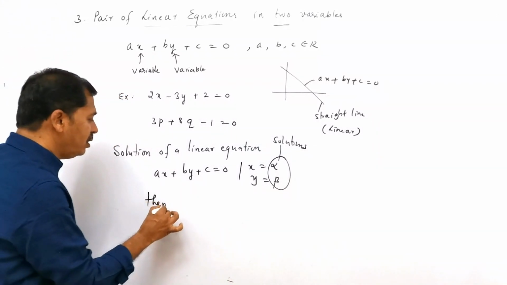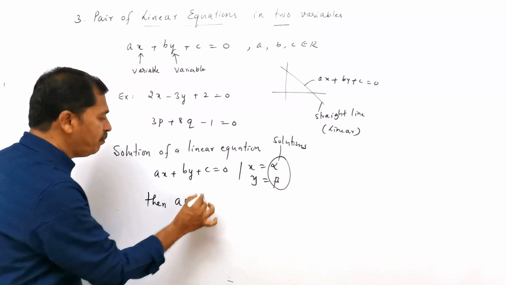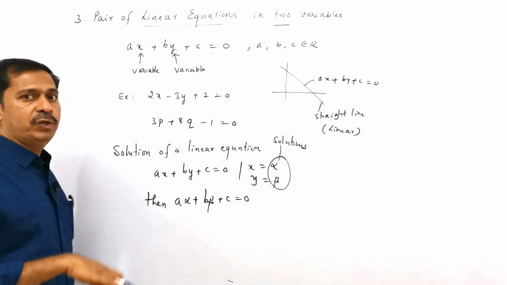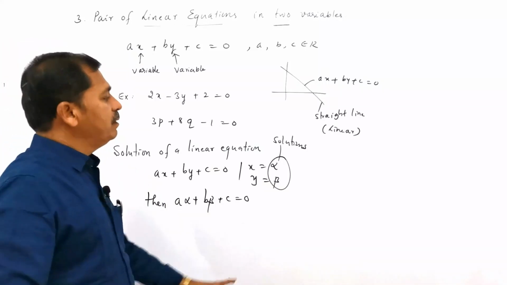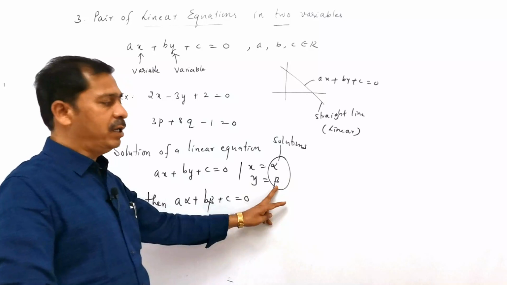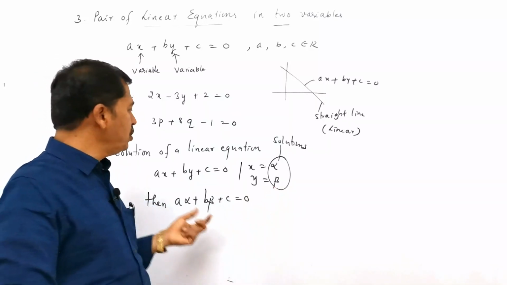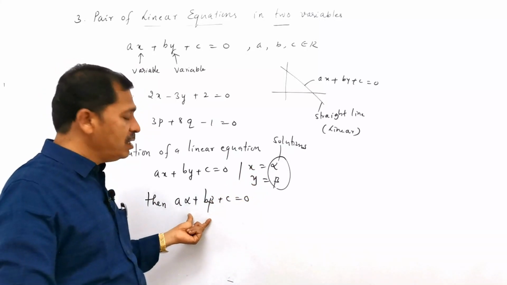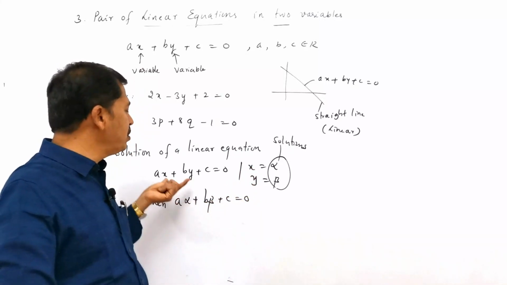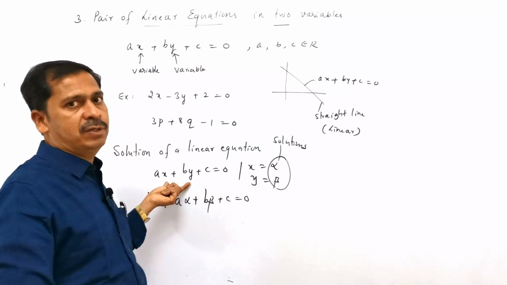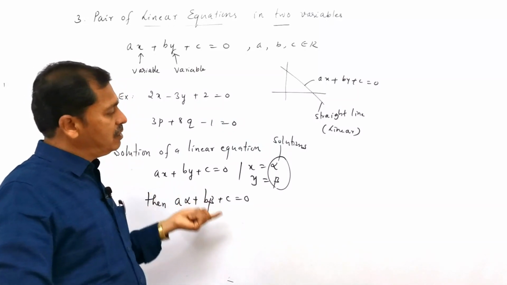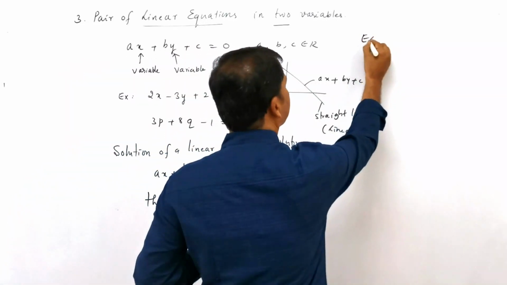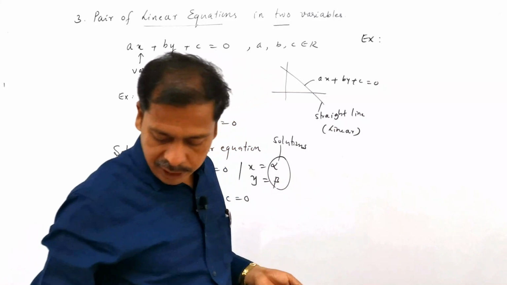Then this condition must be satisfied: a alpha plus b beta plus c must be equal to 0. If you want to say these two values alpha and beta are the solution of this equation, then both alpha and beta must satisfy the equation ax plus by plus c is equal to 0. Now let us understand this with the help of an example.